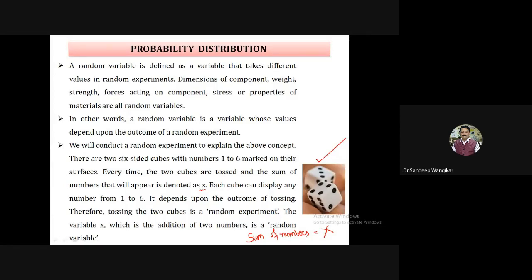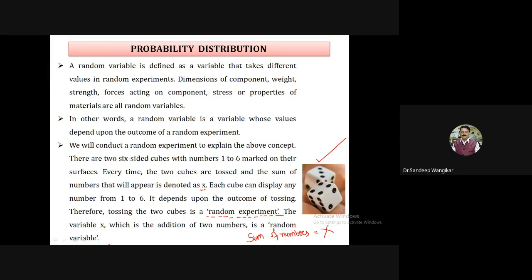Therefore, tossing the two cubes is a random experiment. Now what is mentioned here, tossing the two cubes is a random experiment, and we will discuss now what are the different outputs of this particular random experiment.